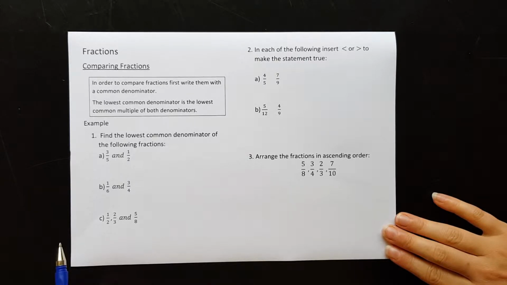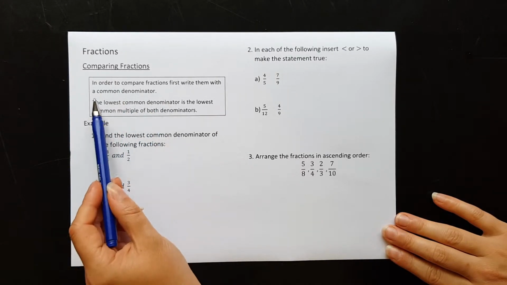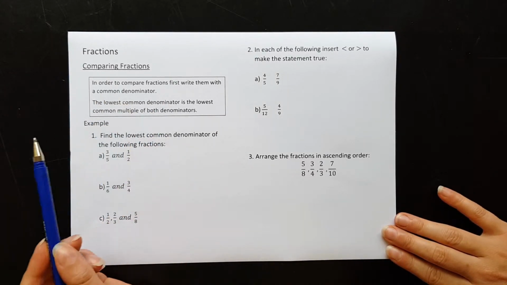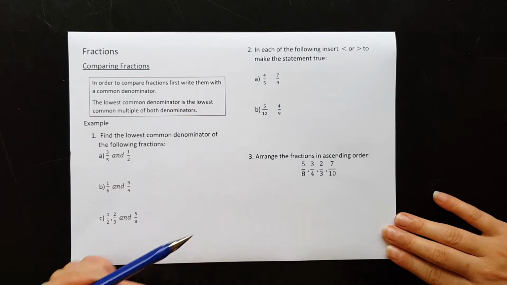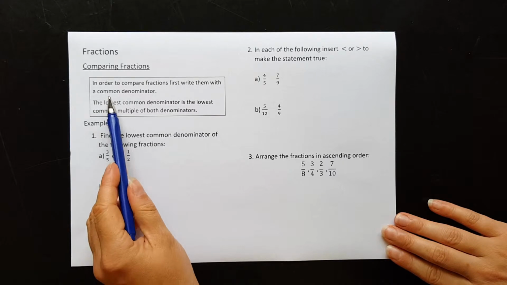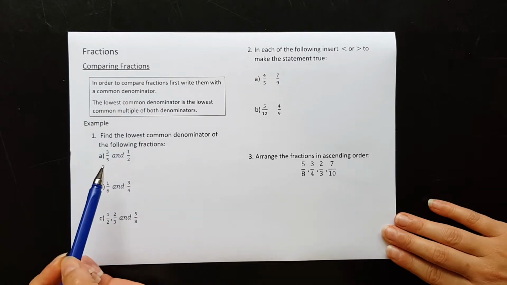Today we're doing fractions and we're going to be comparing fractions. If we're going to compare fractions, first we have to write them with a common denominator. It's very hard to compare fractions when we have different sized pieces that we're trying to compare. So we need a common denominator. That means we need the same number on the denominator.